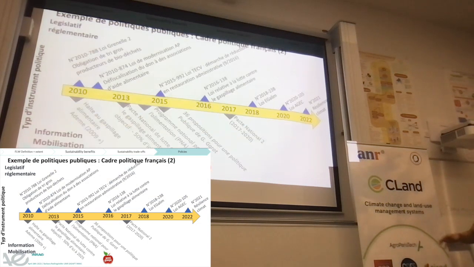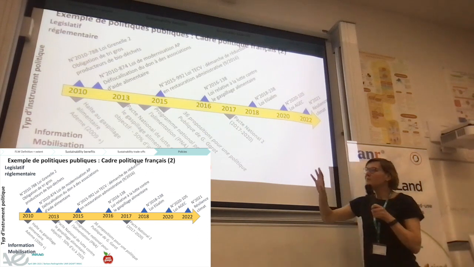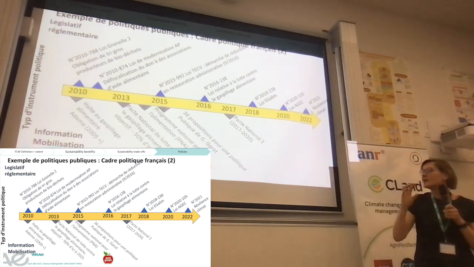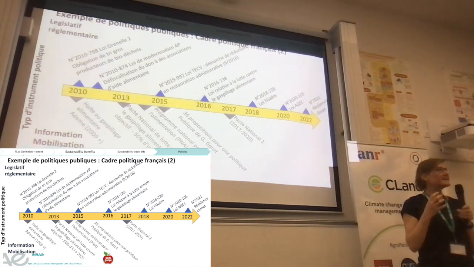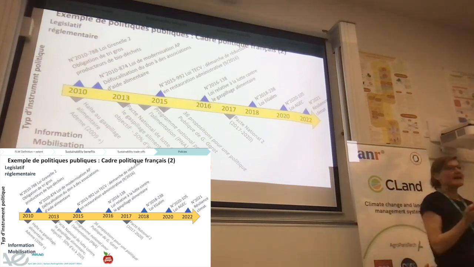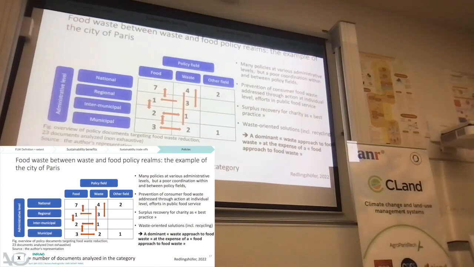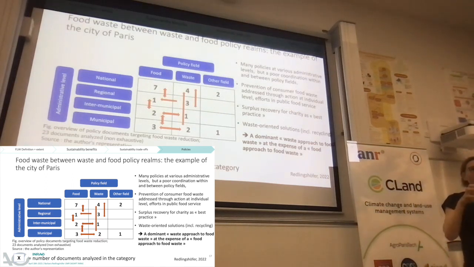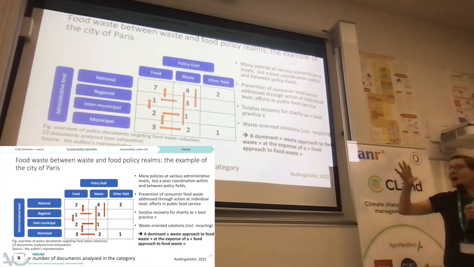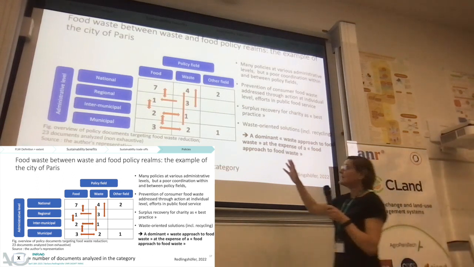And next to it, apart from these laws, there are quite a couple of information tools, what we call mobilization: roundtables, working groups with stakeholders. It's a lot of things that should engage people, and especially the stakeholders, to make their contribution to the reduction of food loss and waste. So the question I asked, and this was part of my PhD thesis, is to look not at the national level but at the more local level. So I looked at the city of Paris. How do different policies that address food loss and waste interact between policy fields?